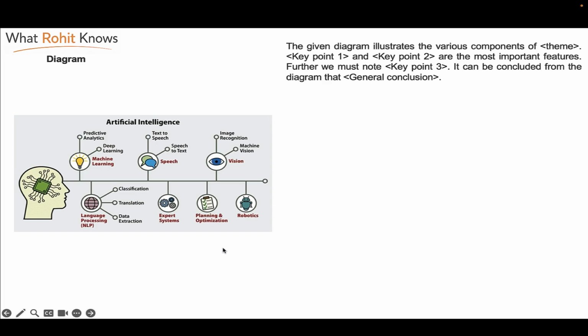it is telling us, if you have studied biology or physics, geography, then you have seen a lot of diagrams in school. And you see they are labeled. That's what we refer to, the various components of the overall theme. Then key point 1 and key point 2 are the most important features. So just pick two that stand out to you, that seem most important to you.